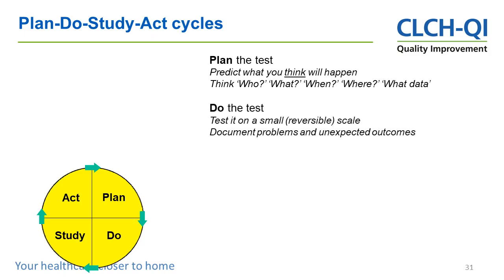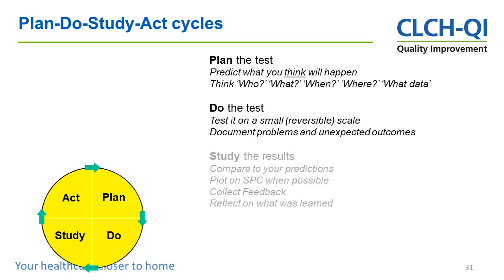The next step, once you've made a plan, is to do the test and to test it on a small scale and make sure that it's reversible. So that if things don't go as planned, then we can stop that test immediately and revert back to the status quo before we then plan another PDSA cycle. At this stage, document anything and everything, so any problems that you experience, any unexpected outcomes, any good things as well, so that we can share learning and discuss that as a team.